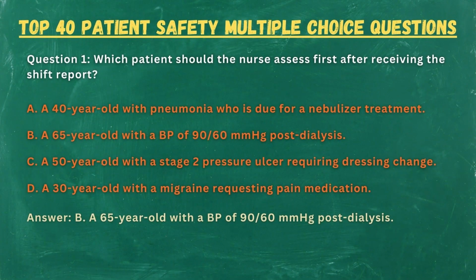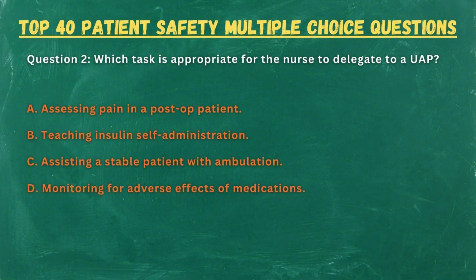Answer. B. A 65-year-old with a BP of 90/60 mmHg post-dialysis. Question 2. Which task is appropriate for the nurse to delegate to a UAP? A. Assessing pain in a post-op patient. B. Teaching insulin self-administration.